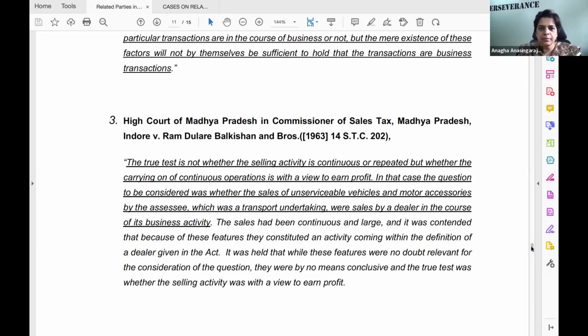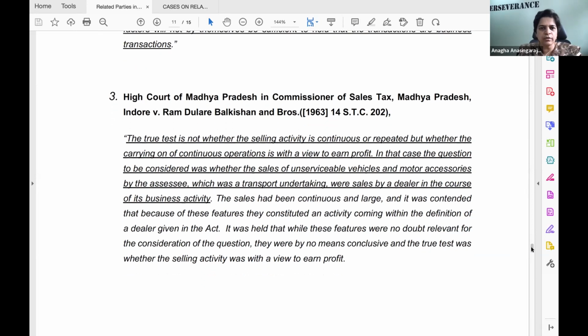Then the High Court of Madhya Pradesh in Commissioner of Sales Tax and so on. The true test is not whether the selling activity is continuous or repeated, but whether the carrying on of continuous operations is with a view to earn profit.